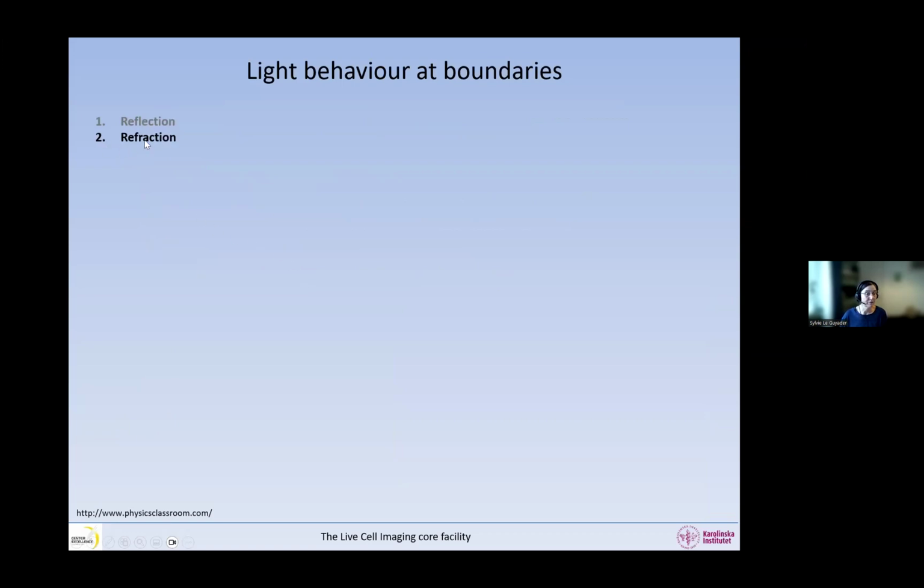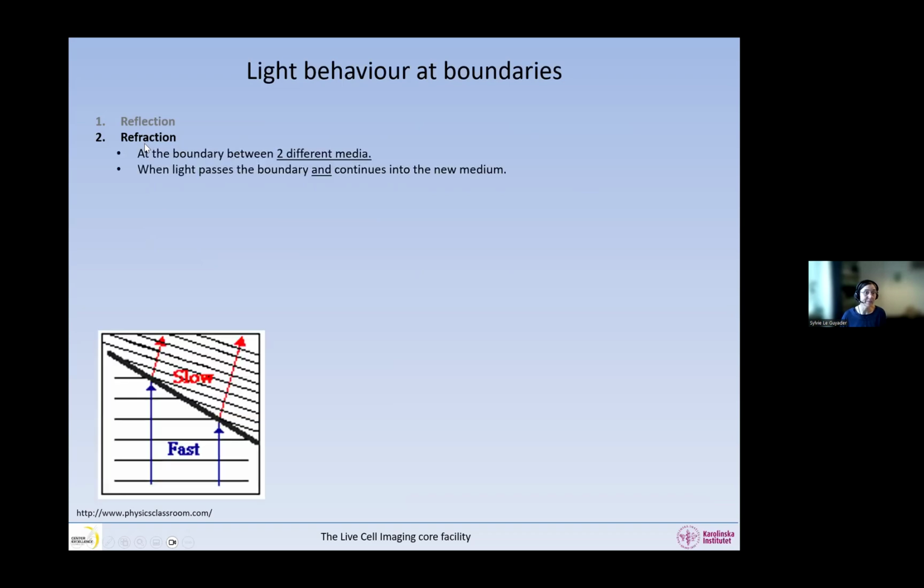Now, if we look at refraction, this is the second thing that can happen when light reaches a boundary.